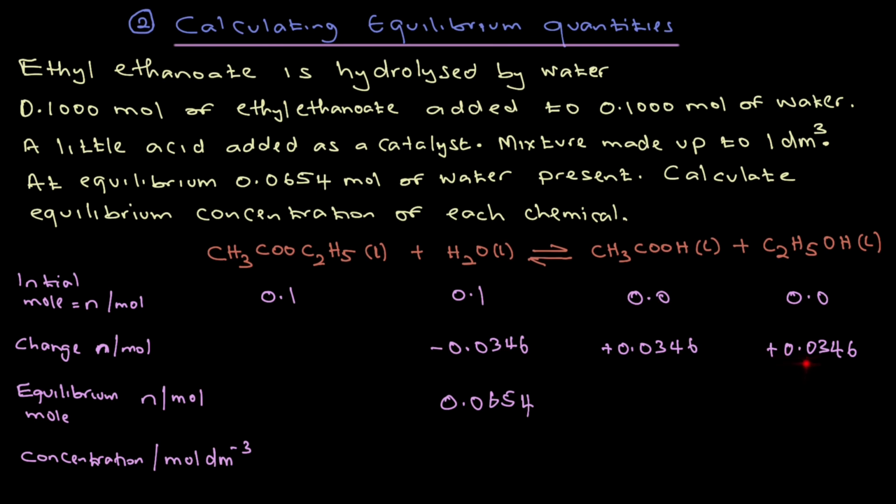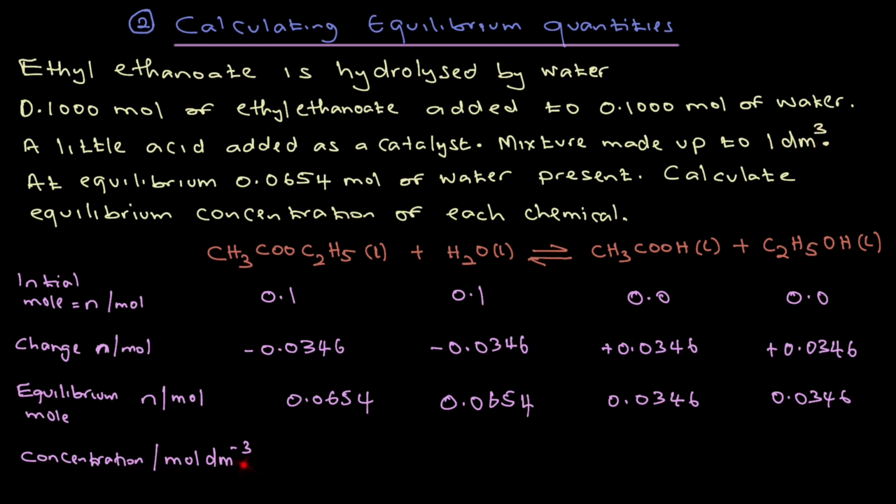Likewise, we must have taken away from here minus 0.0346, which means we have 0.0654 left for ethyl ethanoate at equilibrium. So now at equilibrium, this is what we have. Also, at equilibrium, we have 0.0346 of ethanoic acid and 0.0346 of ethanol. All is present in a volume of 1 decimeter cube.